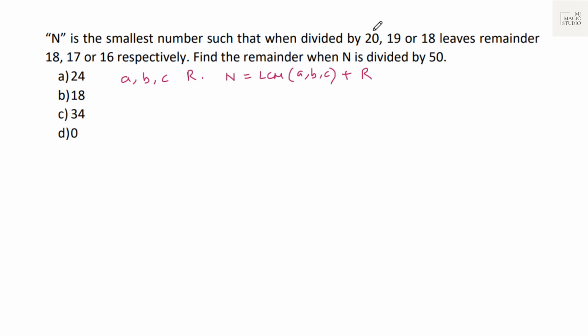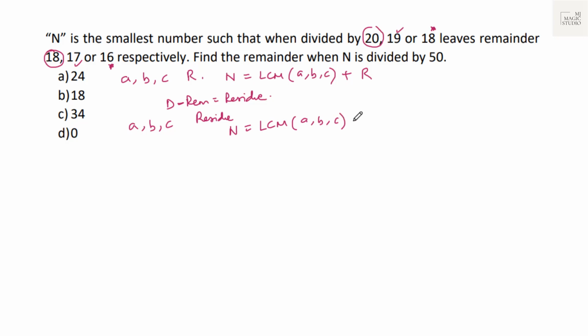But in this particular question you can see that when it is divided by A, B, C, the remainder is not the same. But here you can see divisor minus remainder value is the same. 20 minus 18 is 2, 19 minus 17 is 2, 18 minus 16 is 2. Divisor minus remainder is known as residue. So if a number is divided by A, B, C and the residue is the same, then the smallest such number is LCM of A, B, C minus the constant residue.